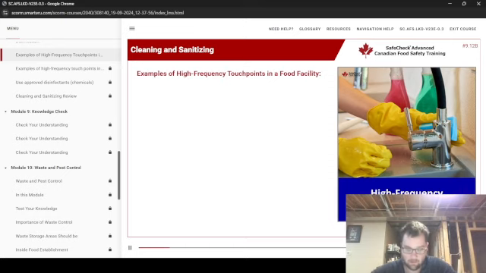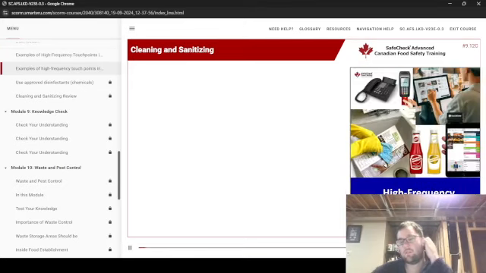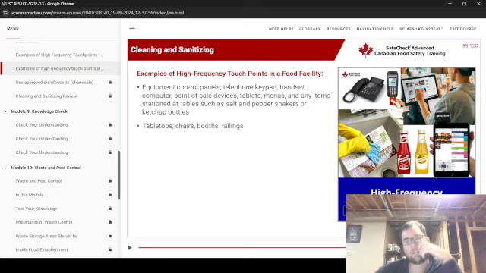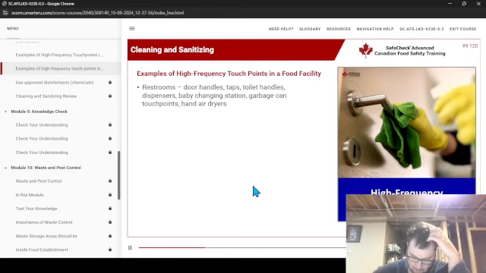Some high-frequency touchpoints in a food facility are door handles, switches, taps, dispensers, food contact surfaces, hand contact areas, garbage containers and lids, cleaning tools and buckets. More high-frequency touchpoints. High-frequency touchpoints in restrooms include door handles, taps, toilet handles, dispensers, baby changing stations, garbage can touchpoints, and hand air dryers.